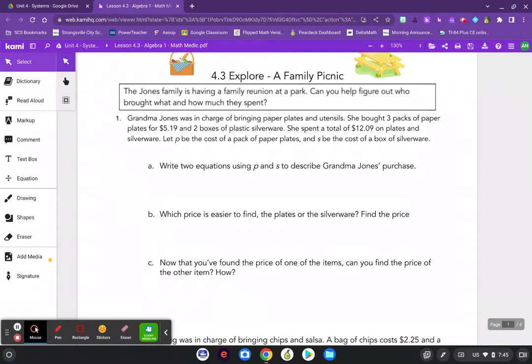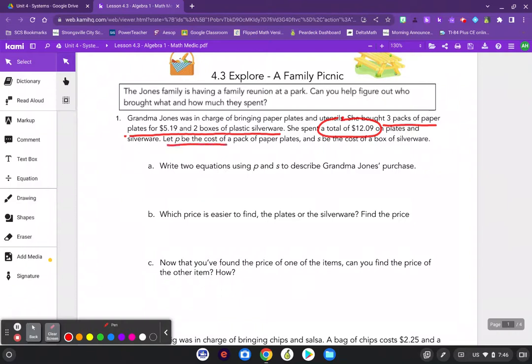And so the first scenario was that Grandma Jones was in charge of bringing paper plates and utensils. She bought 3 packs of paper plates for $5.19 and 2 boxes of plastic silverware. Those things feel important, so I'm going to underline those. She spent a total of $12.09 on plates and silverware.